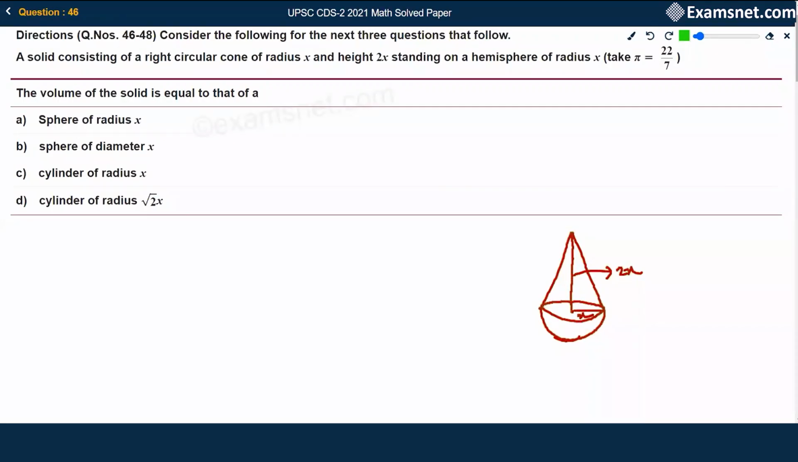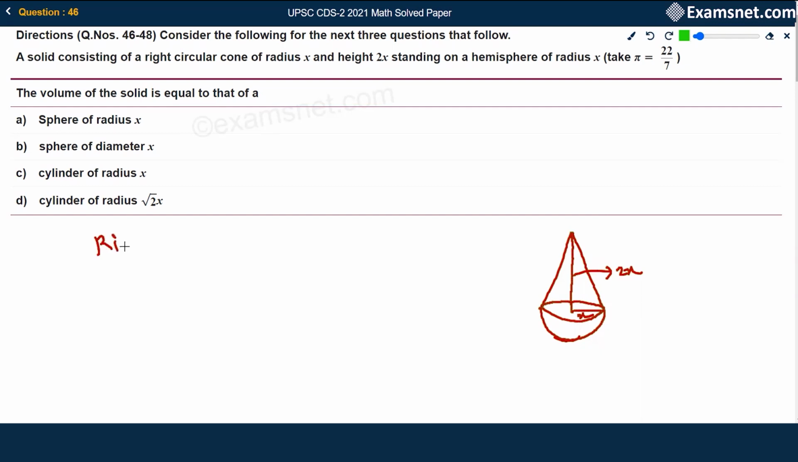In question number 46, it is given that a solid consisting of a right circular cone of radius x and height 2x is standing on a hemisphere of radius x. The volume of the solid is equal to that of a... okay, so here we are going to find the volume of a solid. First of all, we have to consider this question for the next three following questions also, starting from this 46 one. So here, the solid is a combination of a right circular cone and a hemisphere.